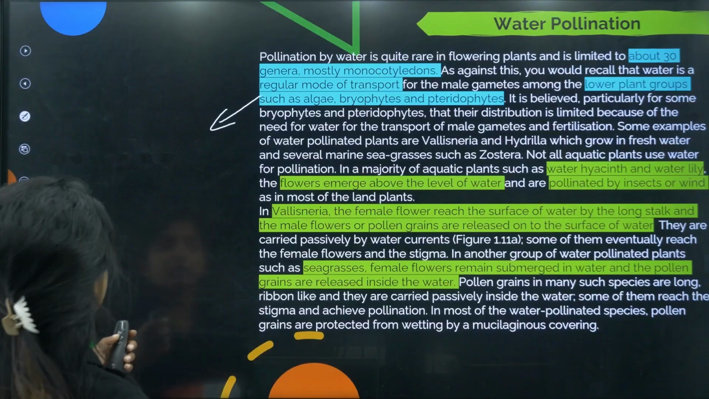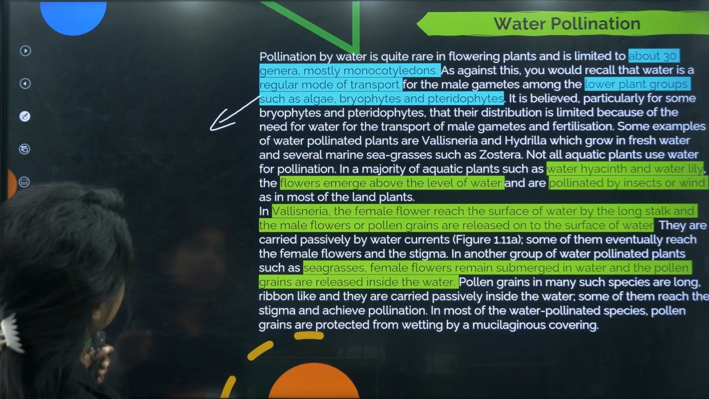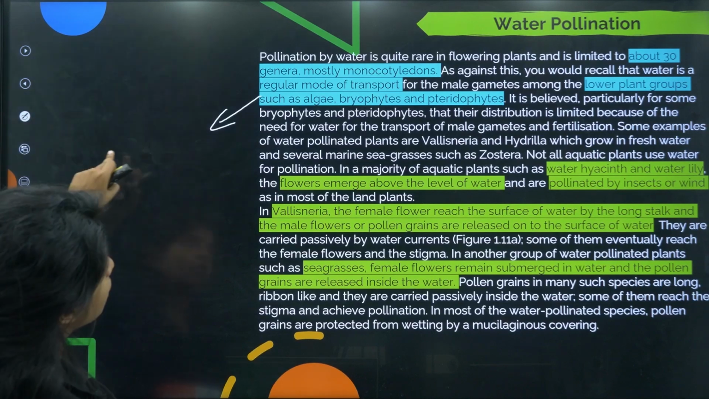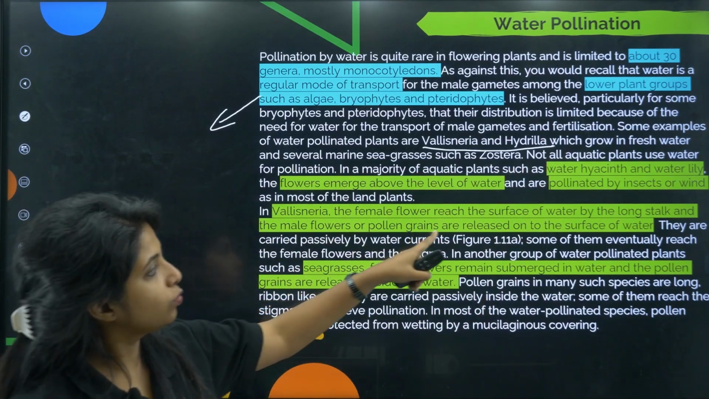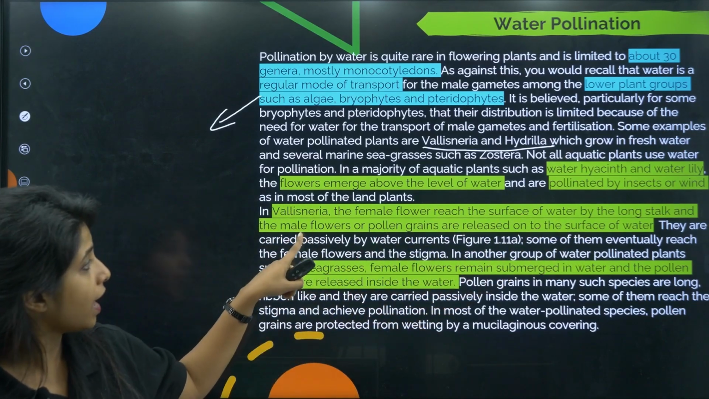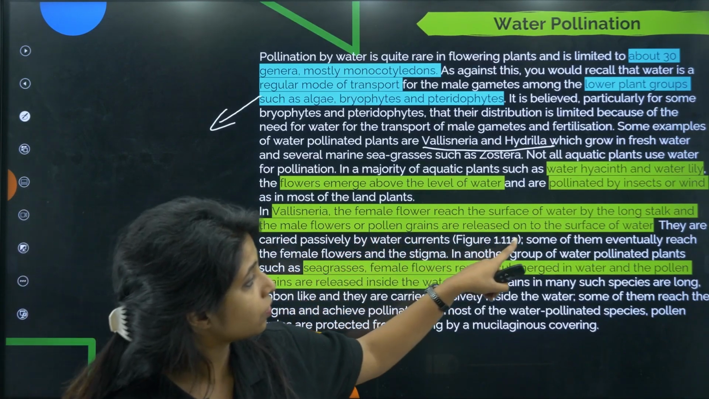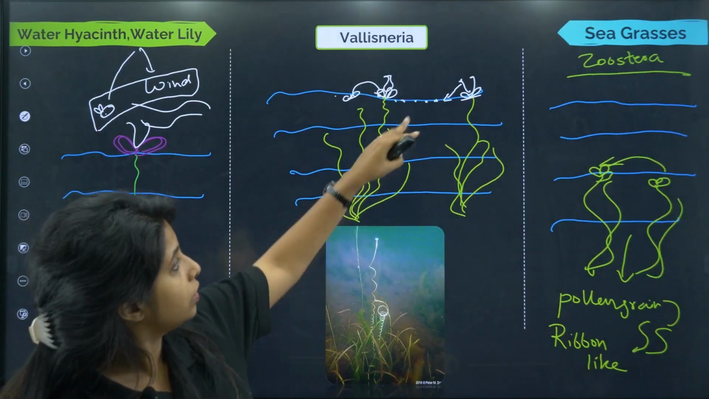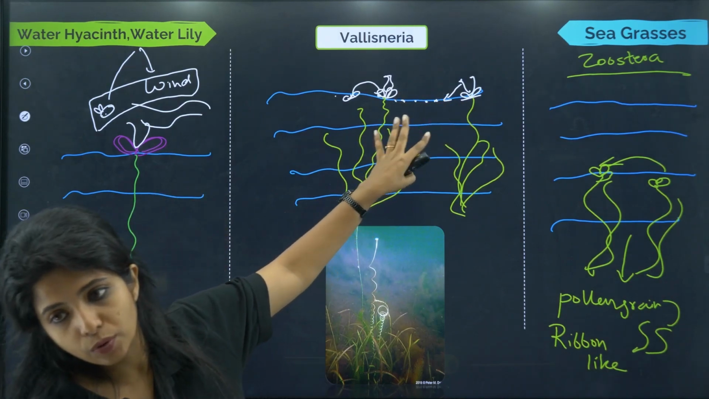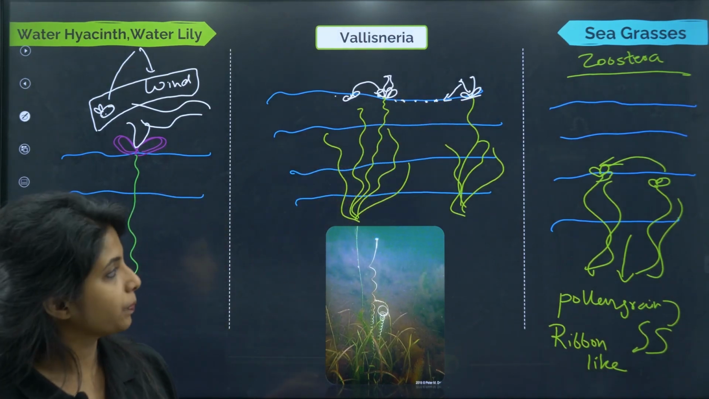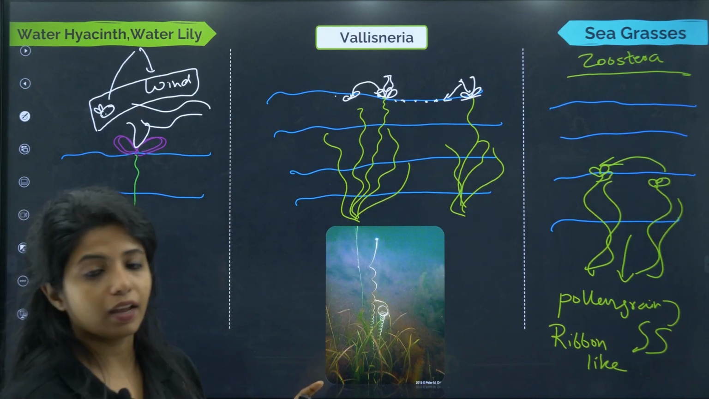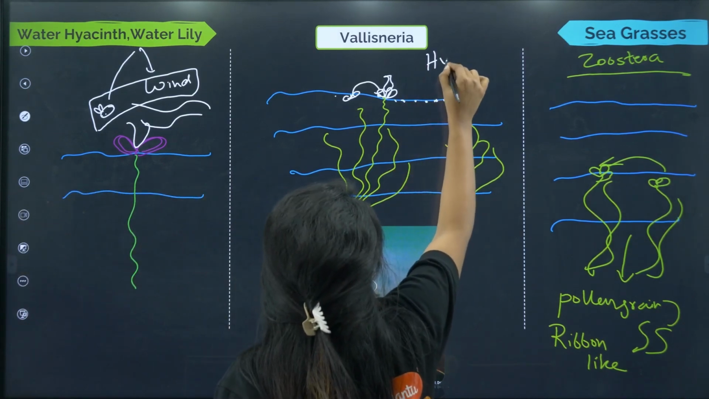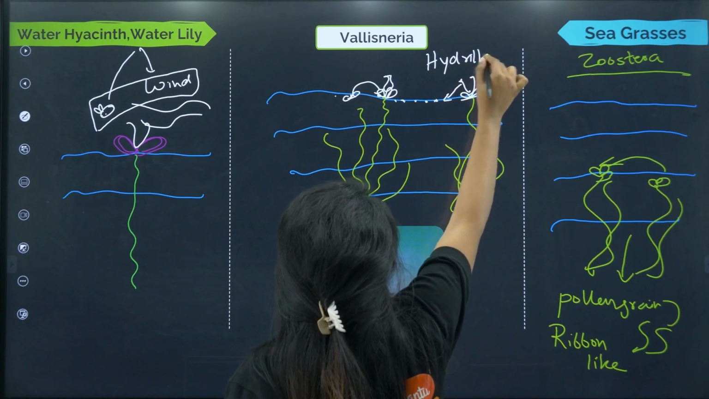Along with Vallisneria, there is one more example. Yes, Hydrilla. Hydrilla and Vallisneria, both of them reach the surface of the water by a long stalk, and the pollen grains of the male flowers are released on the surface of the water. So over here they reach, and then they release the pollen grains in the water and also the flower in the water. This is about Vallisneria and Hydrilla. The rest is about Zostera.